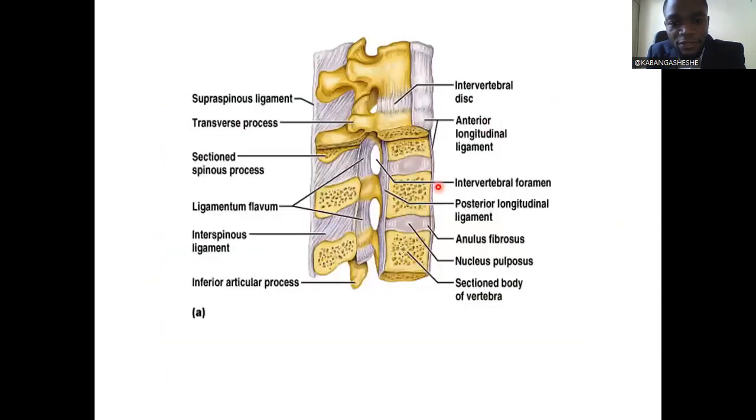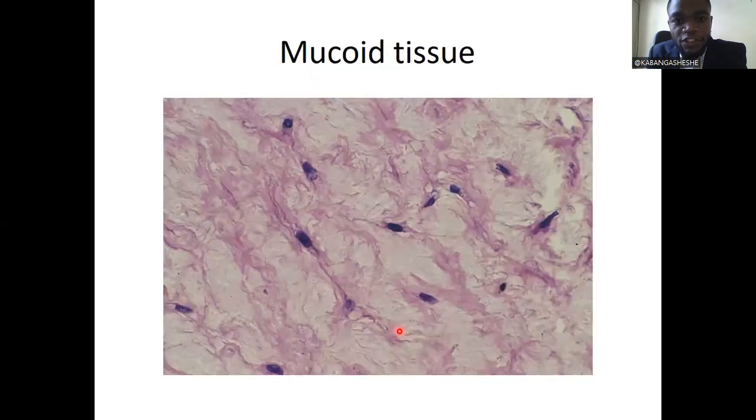The intervertebral disc shown here: this is a vertebral bone. Then this is a cartilage connecting this bone to that one. The intervertebral disc has 2 parts: the central part, which we call the nucleus pulposus, and the peripheral part, which we call the annulus fibrosus. So the only part in adults where you can find mucoid connective tissue is the nucleus pulposus of the intervertebral disc.